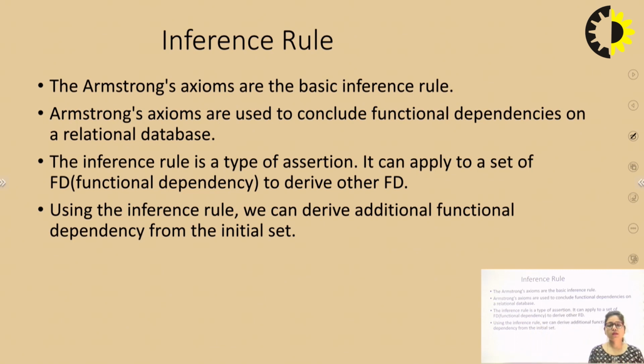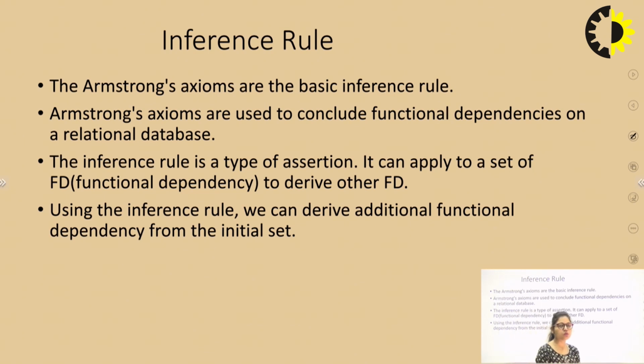The next topic is inference rules. These are the inference rules that we use. Basically, different types of inference rules are present, and we use them to find out the different types of functional dependencies. The first inference rule is also called Armstrong's axioms. Armstrong axioms are the basic inference rules. Armstrong axioms are used to conclude functional dependency on a relational database.